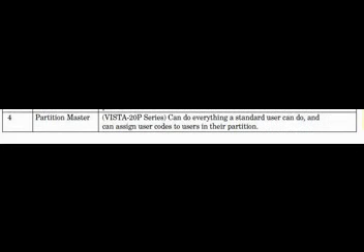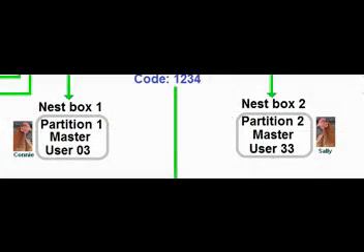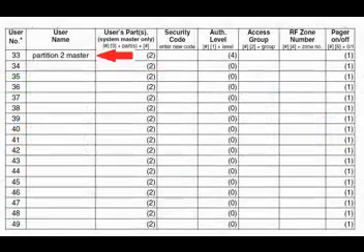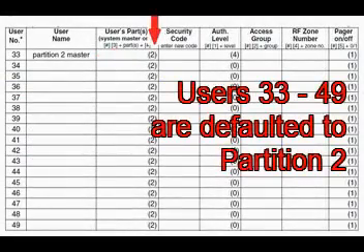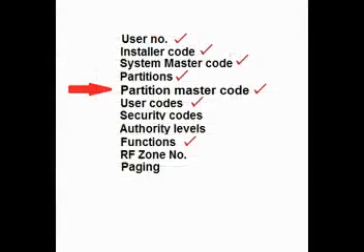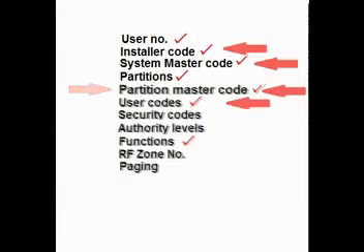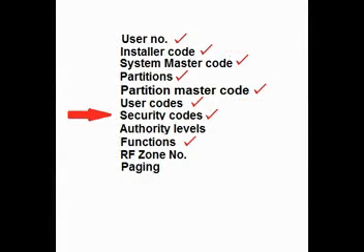Partition Master. This is a standard user who also has the power to assign and control users in their particular zone. So Connie, the Partition 1 Master, can control all the hens coming in and out of Nest Box 1. And likewise, Sally, Partition 2 Master, controls all the hens in Nest Box 2. User number 33 is the default Partition 2 Master. And users 33 through 49 are defaulted to Partition 2. Let's see, we've covered Partition Master Code. And when we look at all four of the security codes we've talked about, that gives us the generic term security codes. And we've covered authority levels.